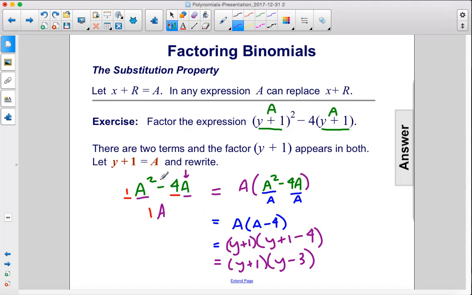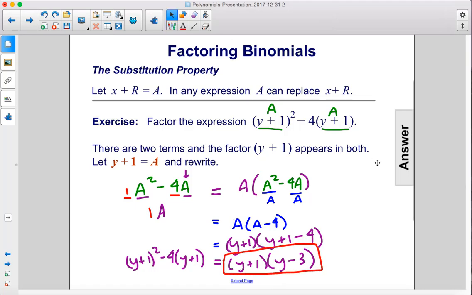And if we plug y plus 1 back into this original equation, we'll just get what we originally had, which is (y plus 1) squared minus 4 times (y plus 1). And so here is the factored form: y plus 1 times y minus 3.